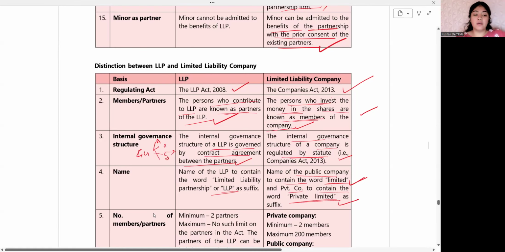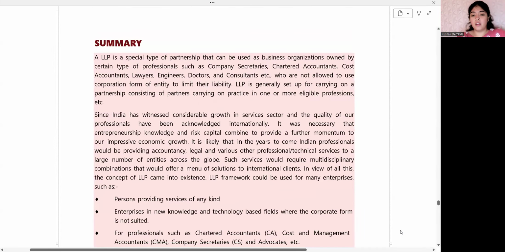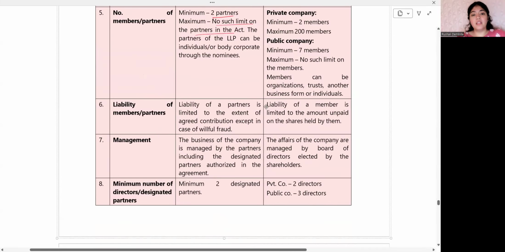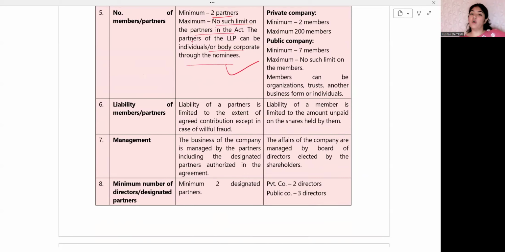In the number of partners, minimum 2 partners are required, and maximum no such limit is given in the, sorry, the partners of LLP can be individuals or body corporates through their nominees. Any one of them, like body corporates through their nominees, can become the partners, or individuals can become the partners.